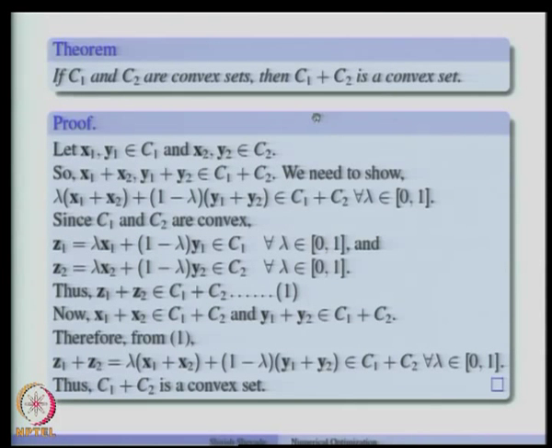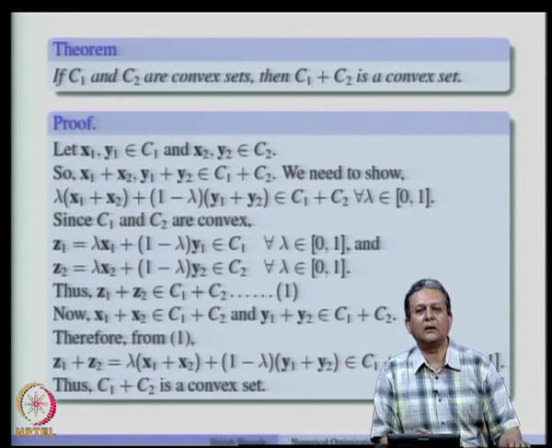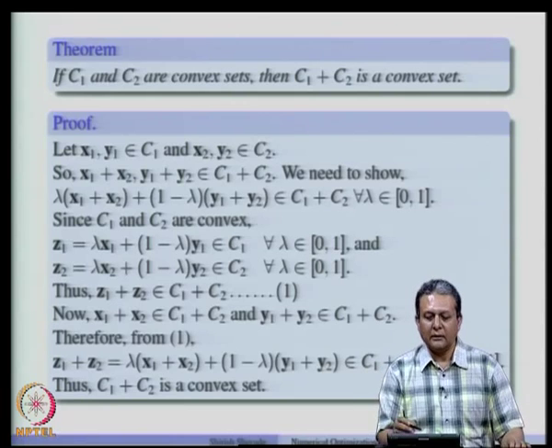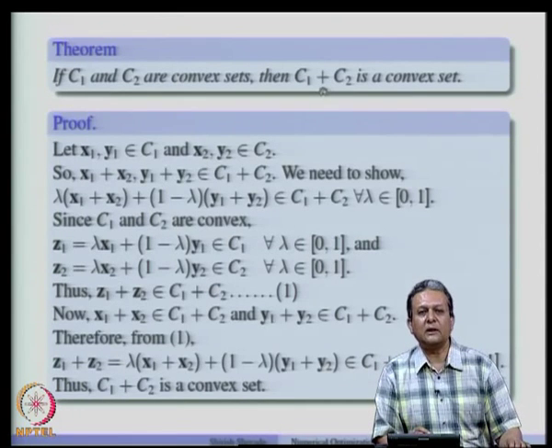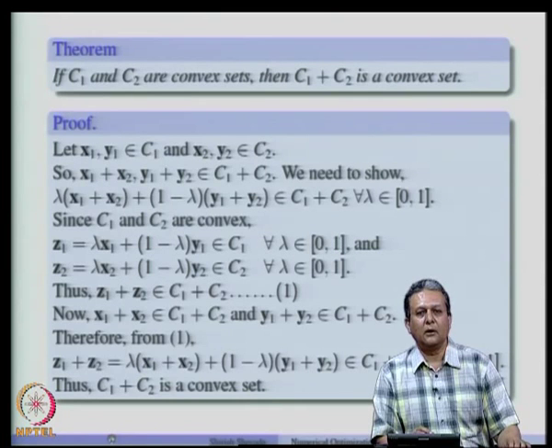So, if we are given 2 convex sets, we can generate a new convex set. For example, in a 2-dimensional space, if we take the x axis as one convex set and the y axis as another convex set, then the set C1 plus C2 is the entire R2, which turns out to be a convex set. So, new convex sets can easily be generated by taking the vector sum of convex sets.